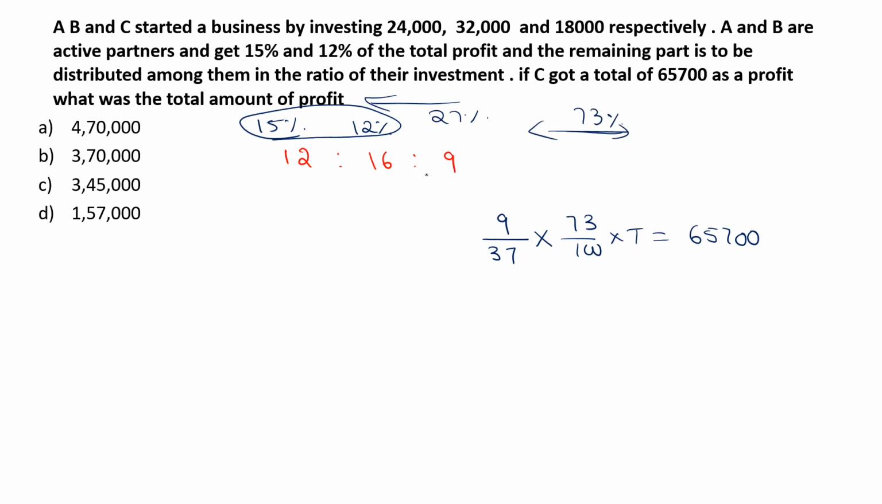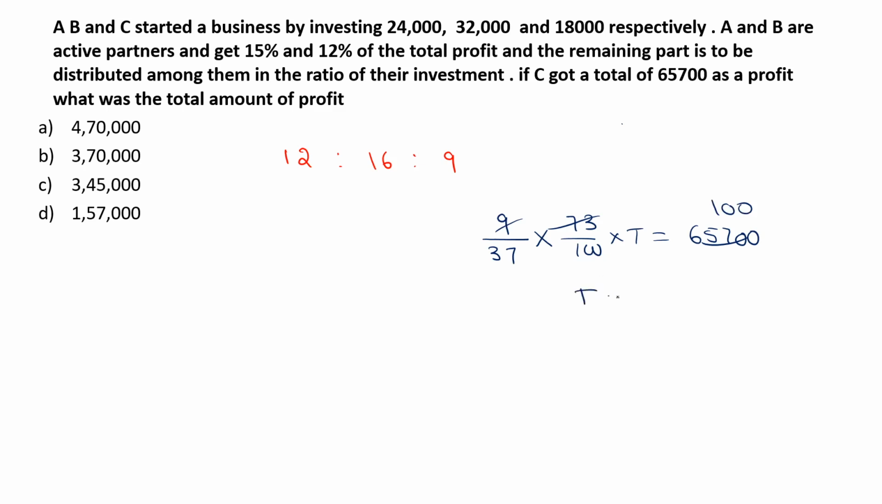Then the part of C would be 9 out of 37, and that 9 out of 37 part would be the 73% of the total profit. That means 9 out of 37 of 73% of the total would be equal to 65700. 73 nines are supposed to be 657. That is 73 nines, 657. That means 100.